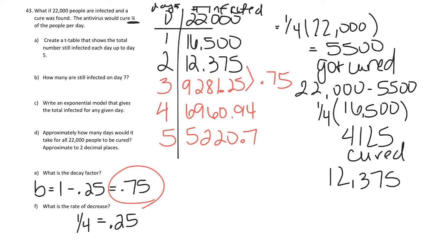And that's our table for up to 5 days. And then it asks us in B how many are still infected on day 7. So really what we want to do here is create a model so we can figure this out without having to continue a table.